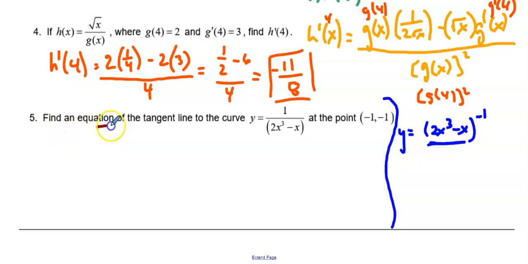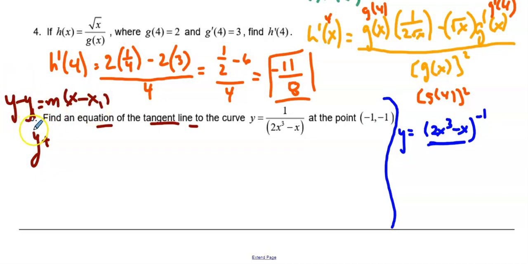So it says find the equation of the tangent line of the curve at the point -1, -1. So we automatically know that our equation of our tangent line is going to be, and I shouldn't do it because it's BC calculus, but if you don't know the equation of a line in point slope form, there it is. Everything that you do for this class, you can leave it in point slope. Not slope intercept or standard form. Who cares?